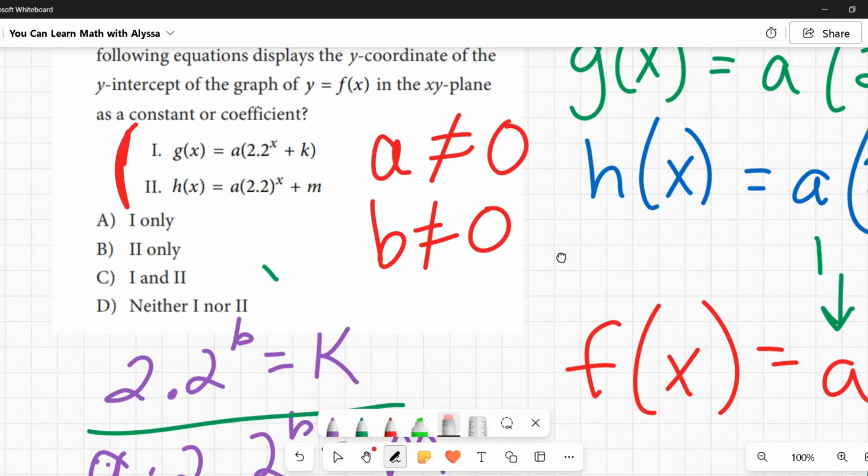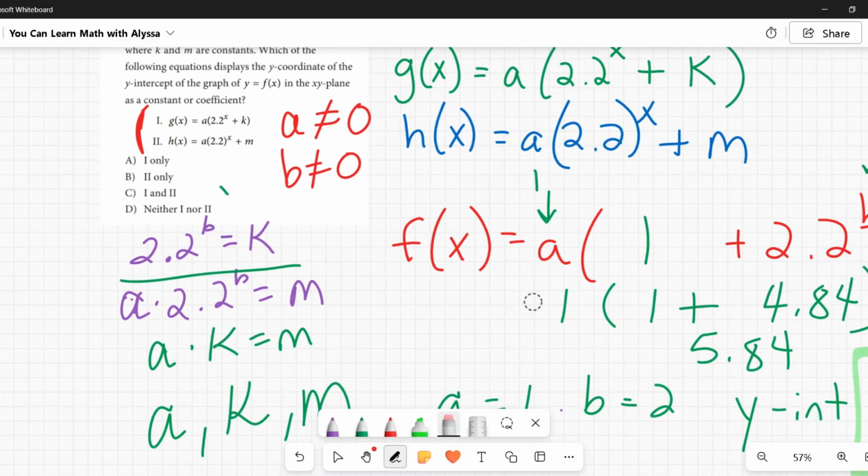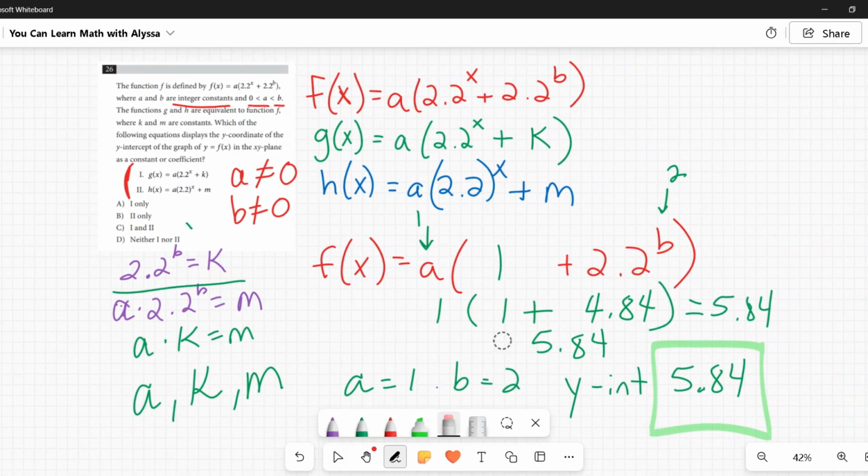All right, let's look at m. Is it possible that m could be equal to 5.84? Let's back it up so we can really see everything here. Again, m is a times k. Well, in this case, a is 1, and k is, we already established in our scenario, 4.84. So m would also be 4.84. It's never going to be 5.84. It's always going to be smaller because we're adding things to it every single time. So none of them, a, k, and m, can be the y-intercept because things are always being added to them to get to the y-intercept. So our answer is going to be D, neither 1 nor 2.